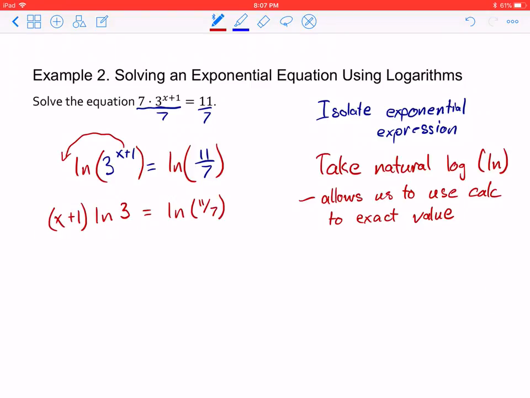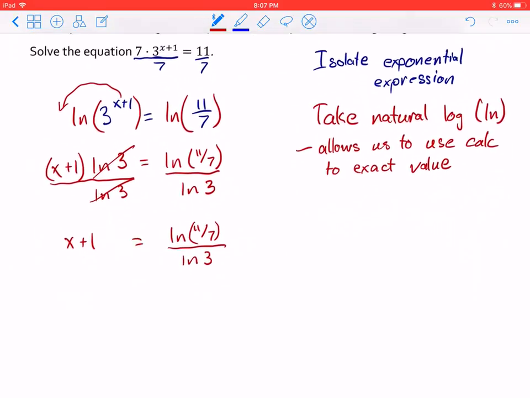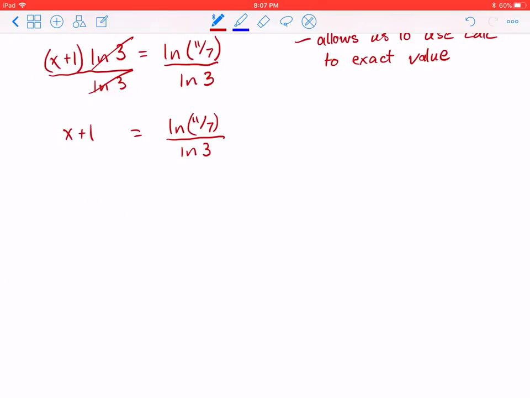So let's just keep going, see if we can get a nice expression. What I'm going to do here is now begin to isolate this x. The first thing I'm going to do is divide both sides by ln of 3. This ln of 3 cancels with this ln of 3, and I have x plus 1 is equal to ln of 11 divided by 7 over ln of 3. There's still a few more things that we can do here, so let's slide on down and see what we have left to do. Well, I could subtract the 1, so I have x is equal to ln of 11 divided by 7.